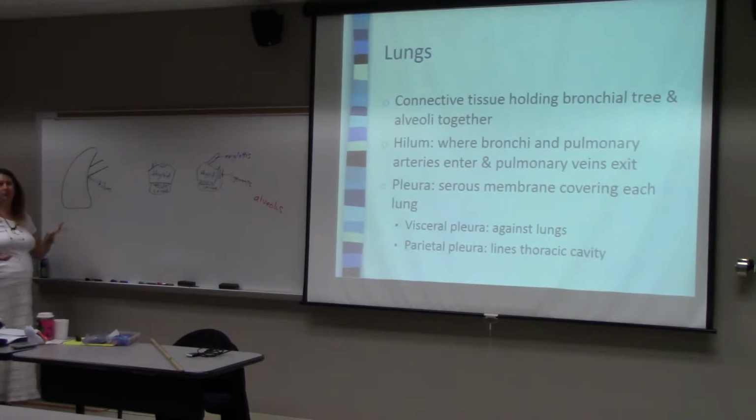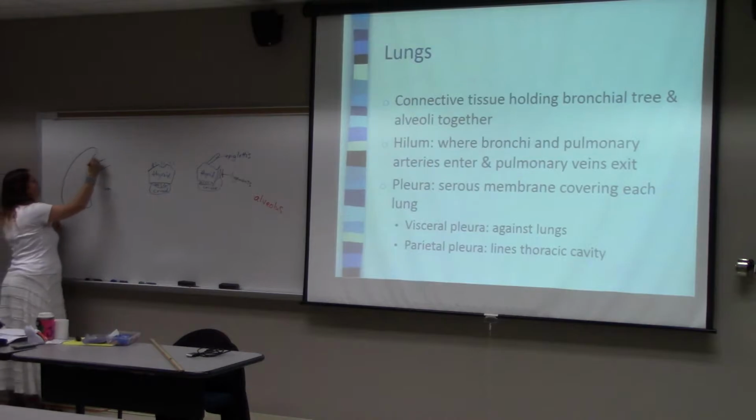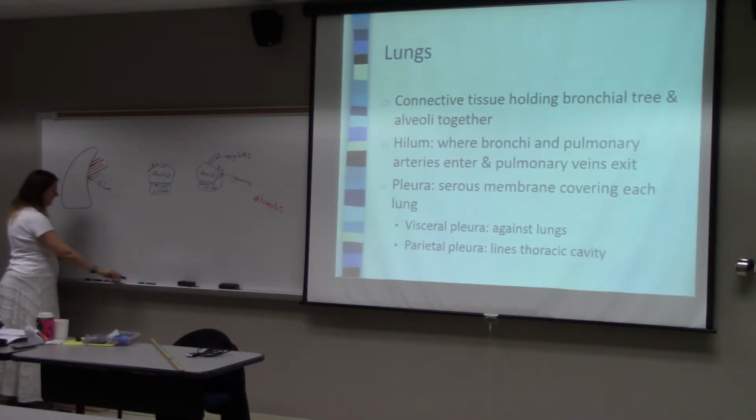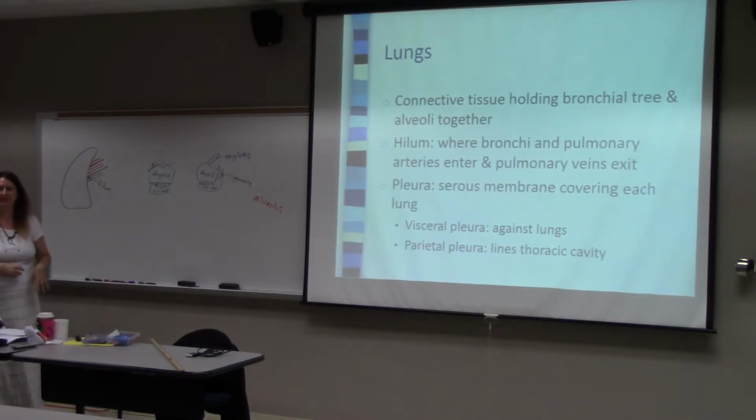That's called a hilum. What connects here is the first bronchus for each lung and the pulmonary arteries and veins. So all the branching out is going to come from there. And I've over-exaggerated the size of the hilum just to show the tubes more clearly.